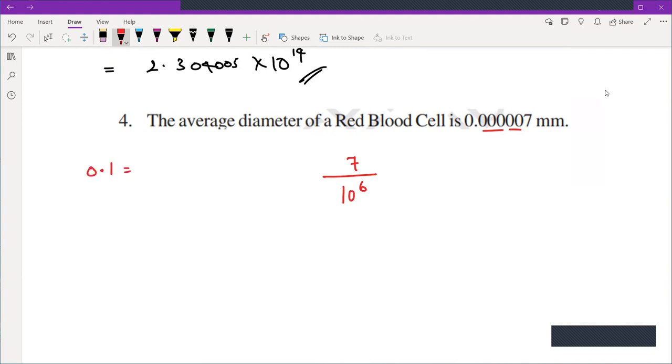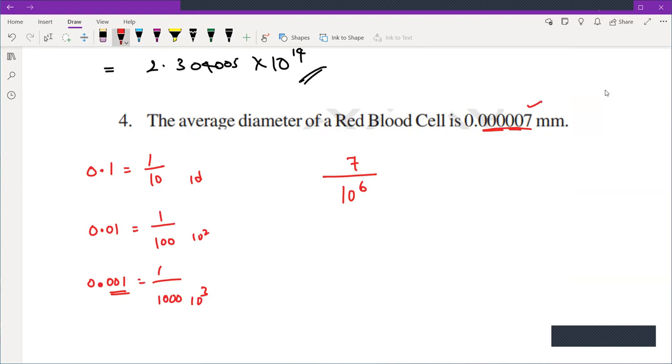0.1 means you will write 1 by 10, right? 0.01 is 1 by 100. 0.001 is 1 by 1000. This is 10 power 1, this is 10 square, this is 10 cube. So after the decimal, how many are there? You write it as exponent. So here 7 divided by, after the decimal, there are 6 digits completely. So that I wrote 10 power 6. Is it clear?